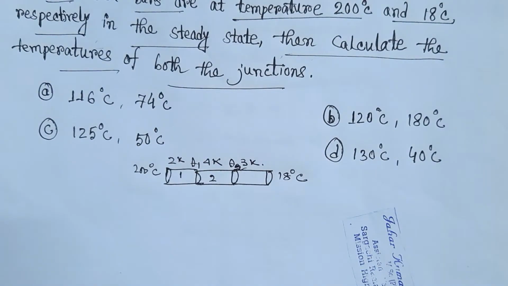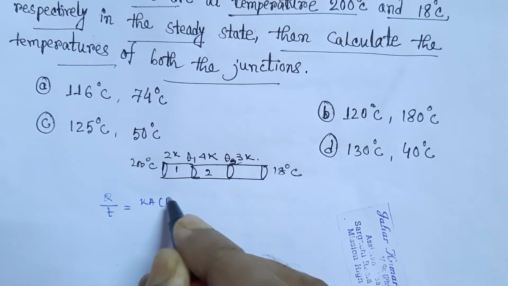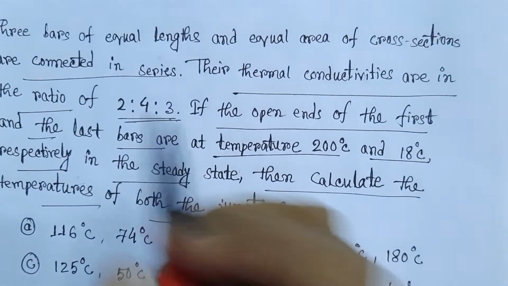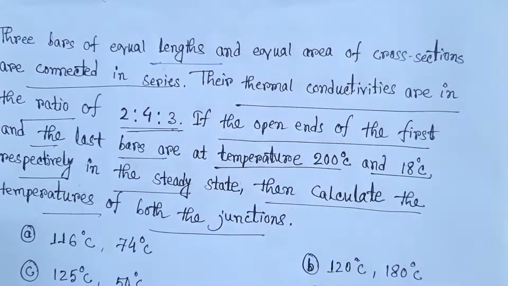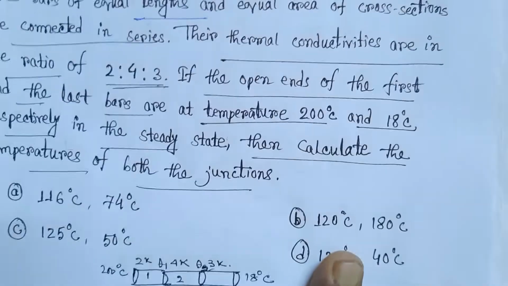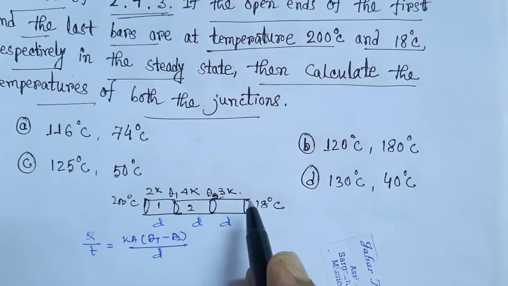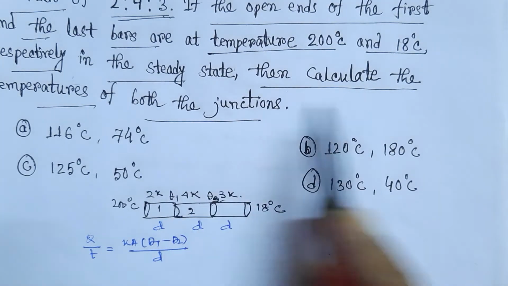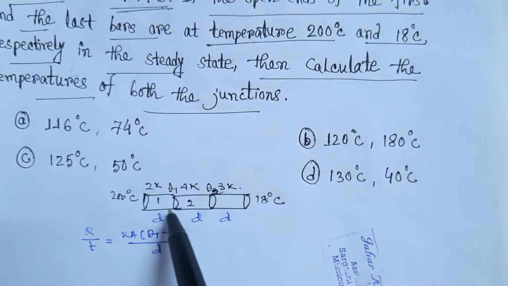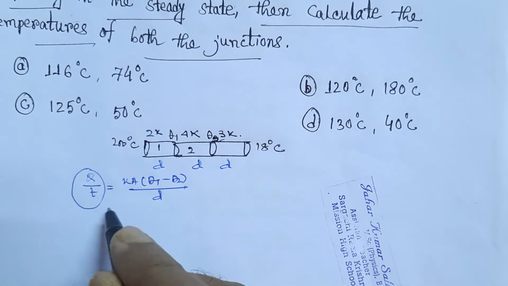Now we know that the rate of heat flow Q by t equals KA(θ1 minus θ2) divided by d. What is given? Three bars of equal lengths, so the length of each bar is equal, and that is d. Their thermal conductivities are taken as 2k, 4k and 3k. We are to calculate the temperature of the junction points of bars 1 and 2, and 2 and 3. Now, in the steady state, Q by t is constant.